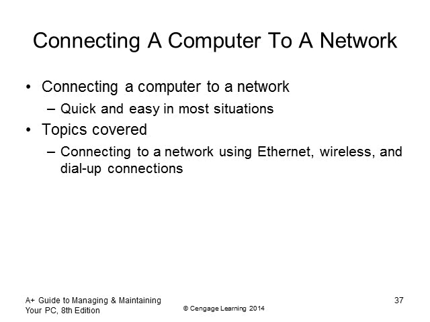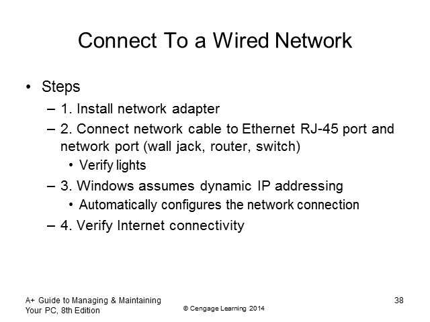Connecting a computer to a network. When you connect a computer to a network, most of the time it's quick and easy. You have different ways of connecting to a network. Ethernet, wireless, and dial-up connections are all very typical ways. If you're connecting to a wired network, you have to have a network adapter installed, and then you connect the network cable to your RJ45 port and your network port. You typically verify that this connection is made by checking the lights.